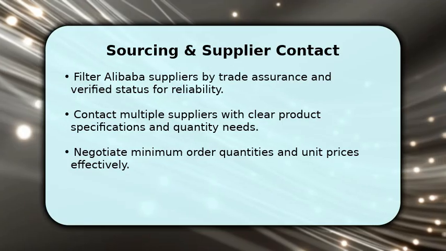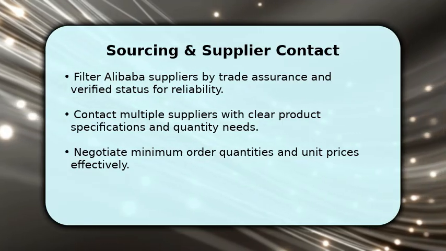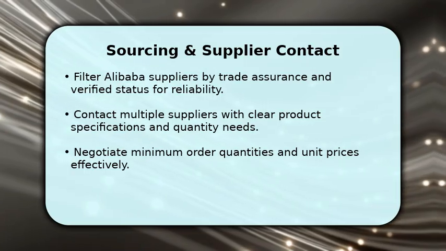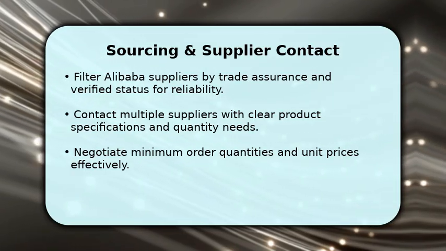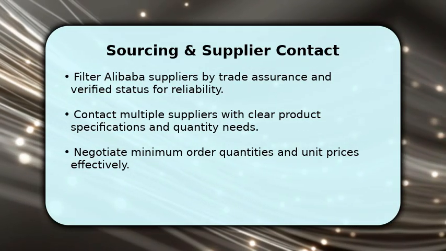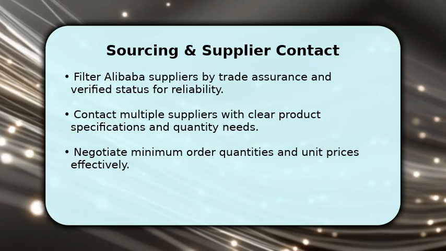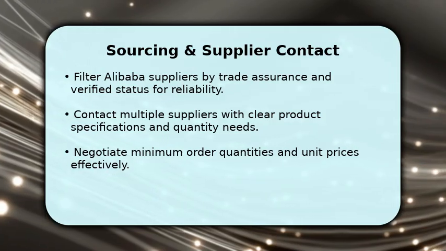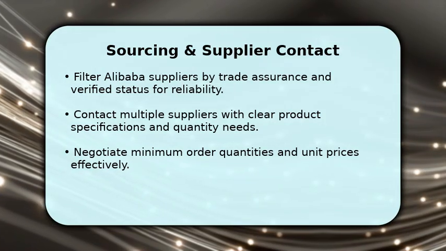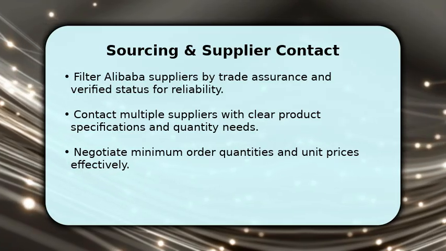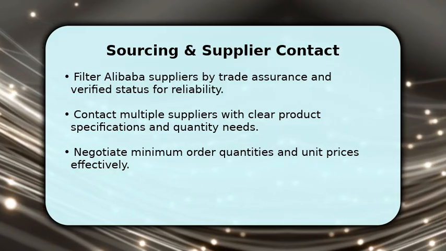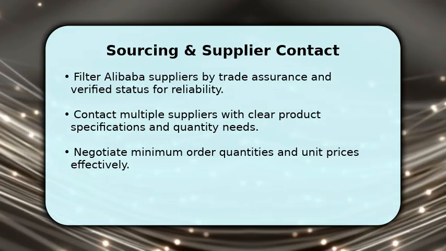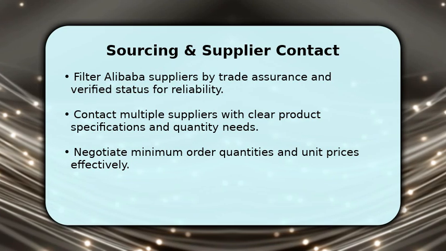Once you have identified potential products, it's time to find reliable suppliers on Alibaba. Prioritize those with trade assurance and verified supplier badges for added security. Reach out to at least 3 to 5 suppliers, providing precise product specifications and your desired order volume. Be prepared to negotiate minimum order quantities, often starting around 50 to 100 units, and unit prices to secure the best deal for your business. Clear communication is key here.